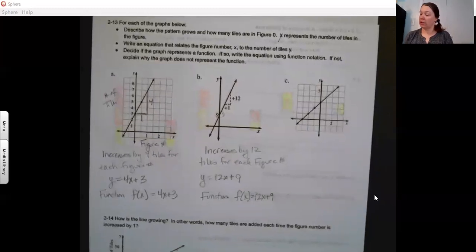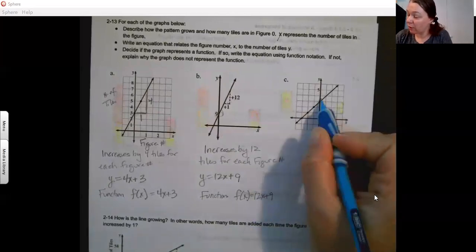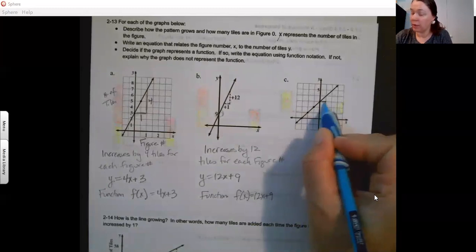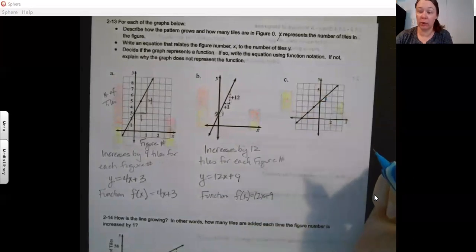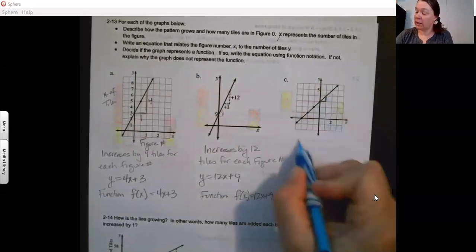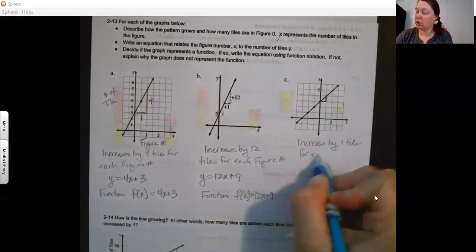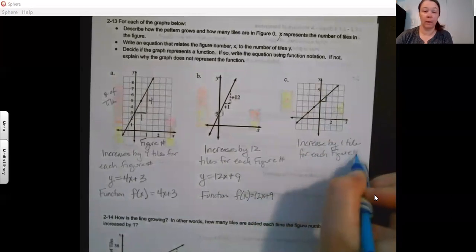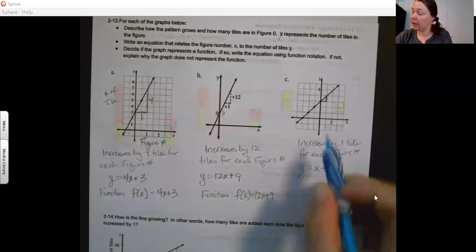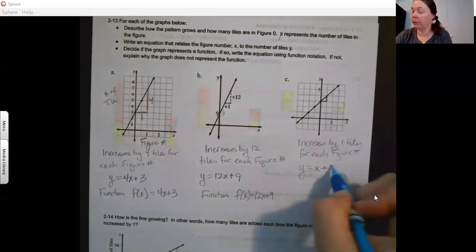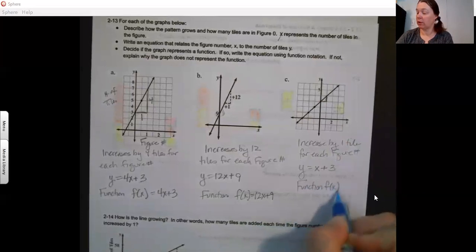All right, so then for our last one, I want to see how much it is growing by. If I start with figure 0 and then go over 1 figure number, for every increase of 1 figure number, I'm going up 1 total number of tiles. So it increases by 1 tile for each figure number. Then our equation would be y equals 1x, or just x, plus, how many did I start with? 1, 2, 3. We talked about how this would be a function, and we could write this as f of x equals x plus 3.